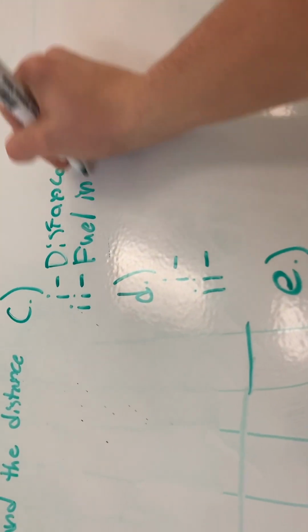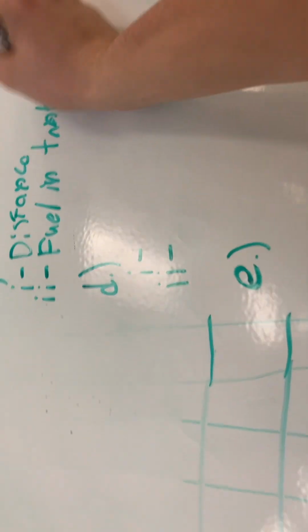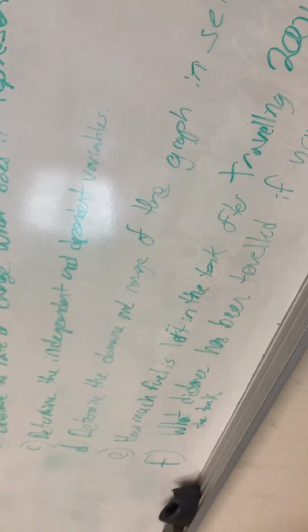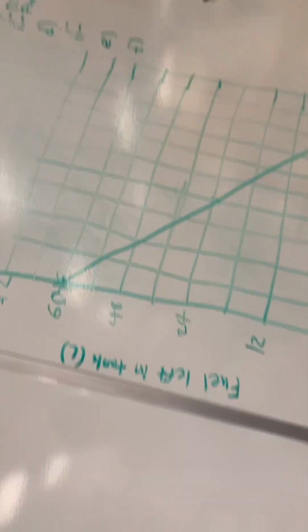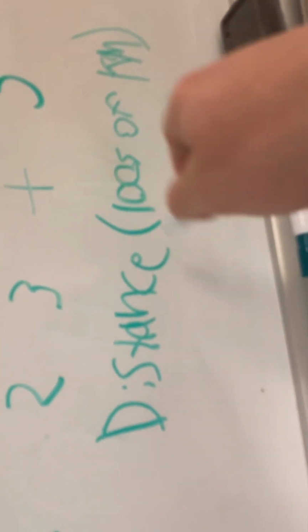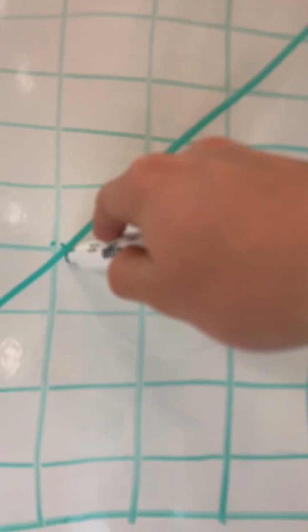Fuel in tank. Okay. D. Determine the domain. Oh, that was D. Okay, E. How much fuel is left in the tank after traveling 200 kilometers? So we go over here. This is in hundreds of kilometers, so this would be 100, 200. Now we just go up and over, and that would be roughly like what?